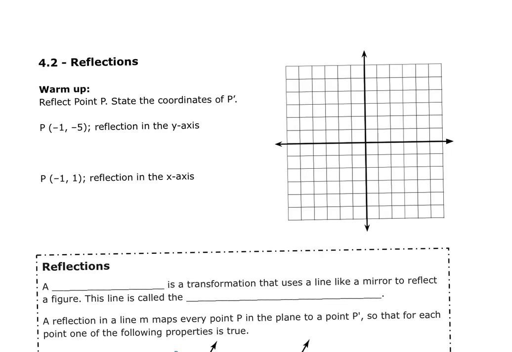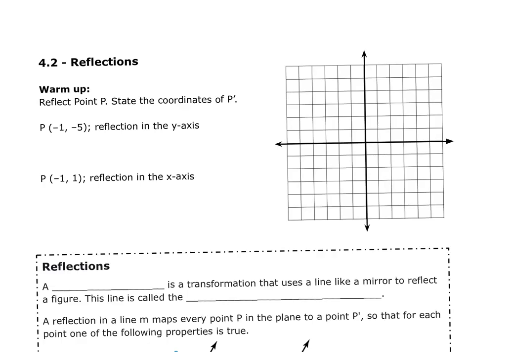The other day we looked at what we call a translation, where we slid it left, right, up, or down. Today we're going to look at a reflection, where we're going to take a point, or in some cases maybe an entire figure, and we're going to reflect it over a line of some kind. Okay. Starting off here, we have a point.